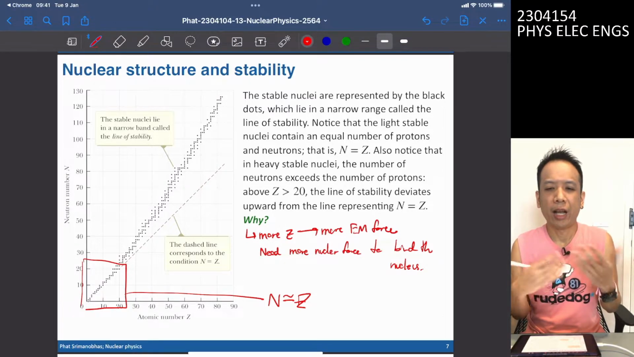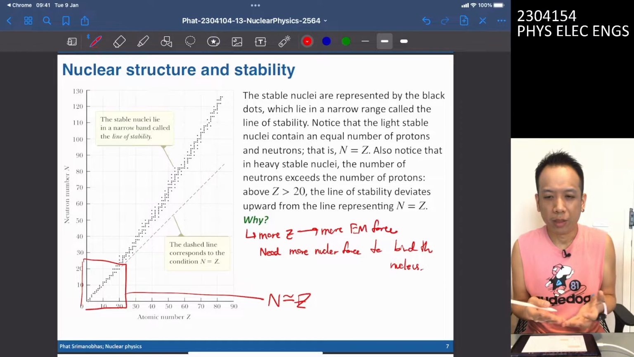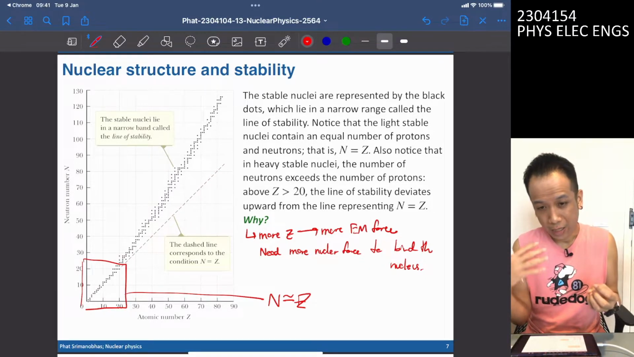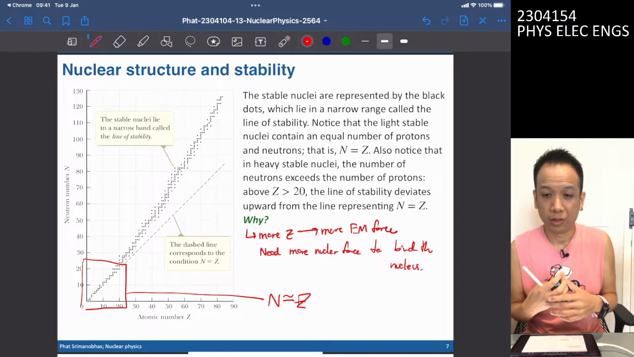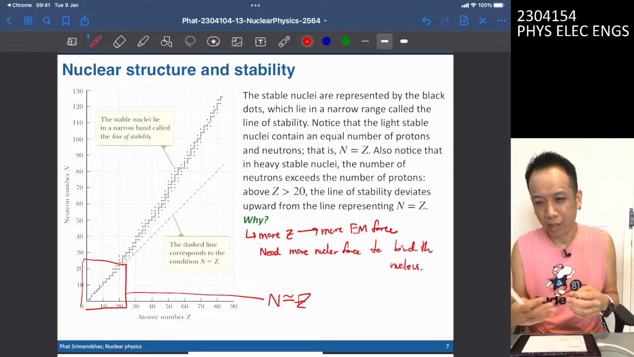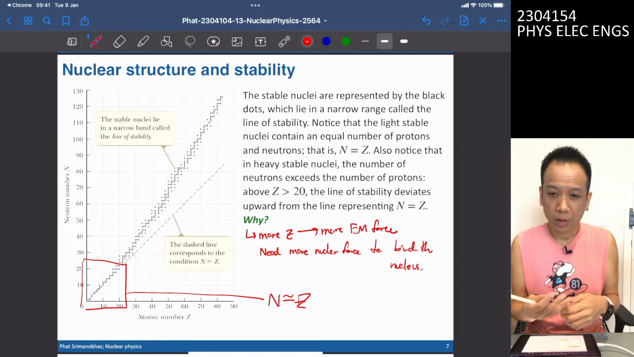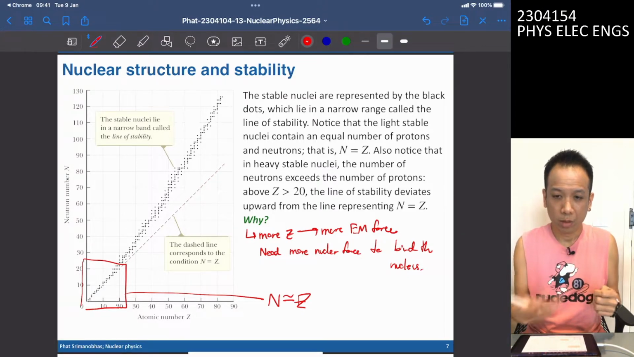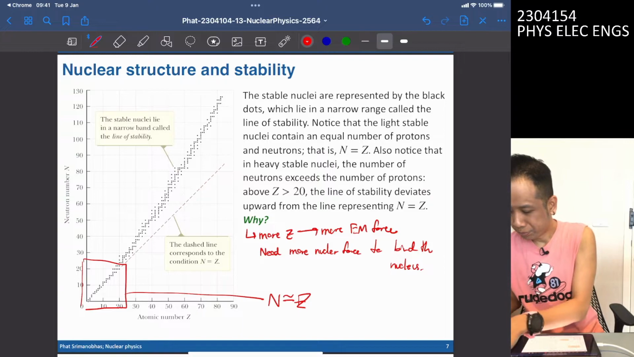And you ask, can I add more Z? No, you cannot add more Z, because if you try to add more Z, you increase the electromagnetic force. Okay, at some point you also increase the nuclear force, but as you increase the electromagnetic force more, it's going to be unstable, and then you need more neutrons. Okay.